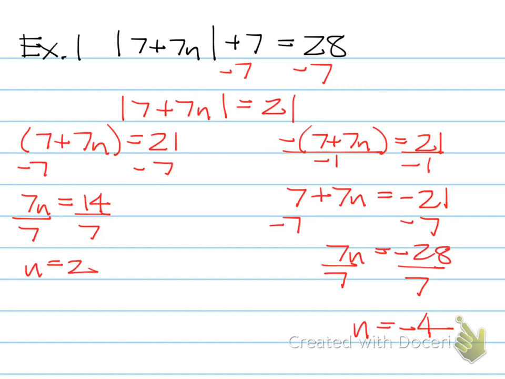When you're entering your answers, enter the smaller answer first and then the bigger number separated by a comma. Don't put parentheses around it because it's not a coordinate. We're just using a comma to separate the solutions to this equation. So negative 4, comma 2.